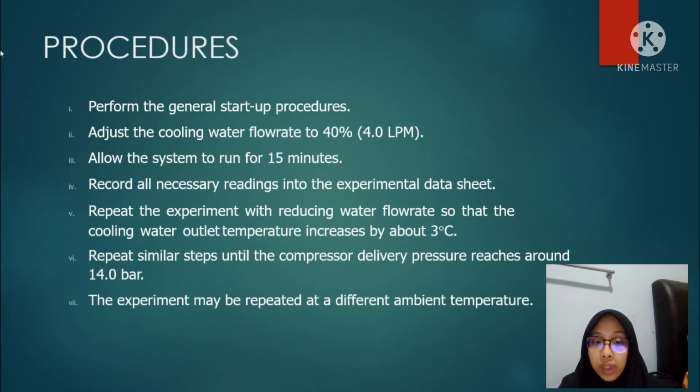Then after we have done all that, we need to repeat the experiment with reduced water flow rate so that the cooling water outlet temperature increases by about 3 degrees Celsius. The second last is to repeat similar steps until the compressor delivery pressure reaches around 14.0 bar. And the last one is that the experiment may be repeated at a different ambient temperature.